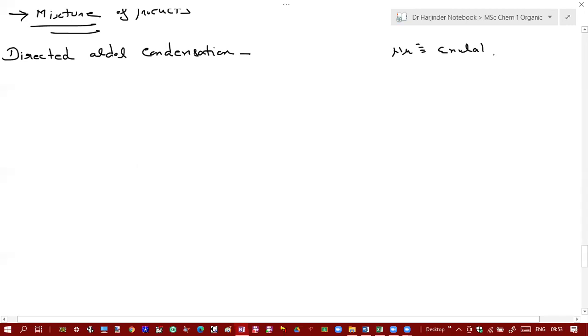Now that enolate we can generate very selectively. At the same time, we have a method by which we can generate one enolate 100%. That means you get only one enolate, not a mixture, and the reaction is not reversible. What is that method by which we can generate one enolate exclusively?